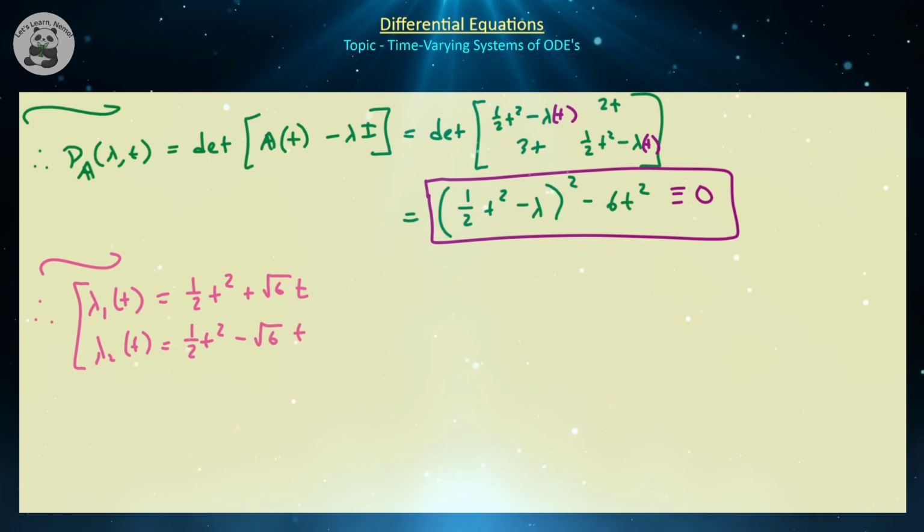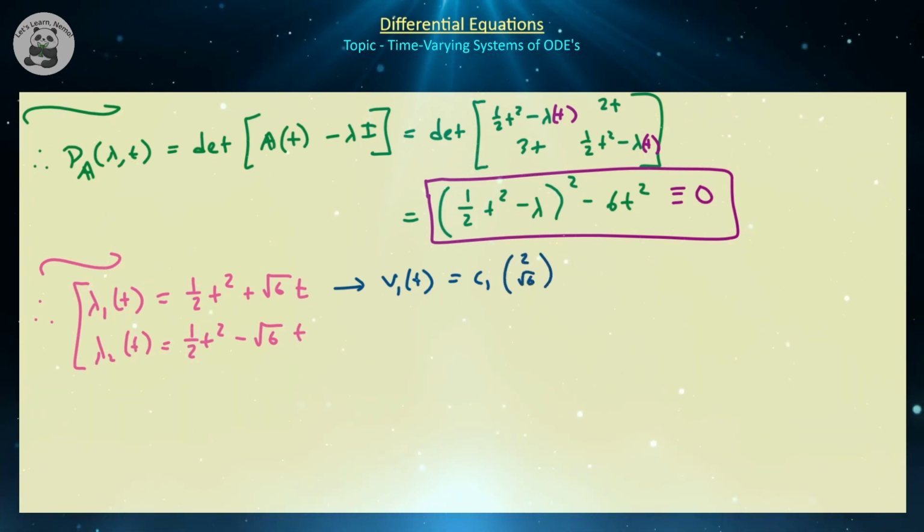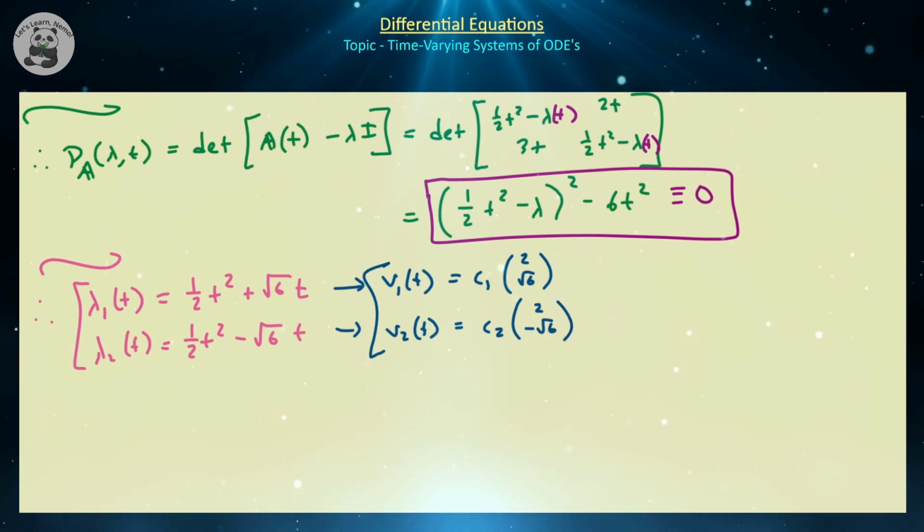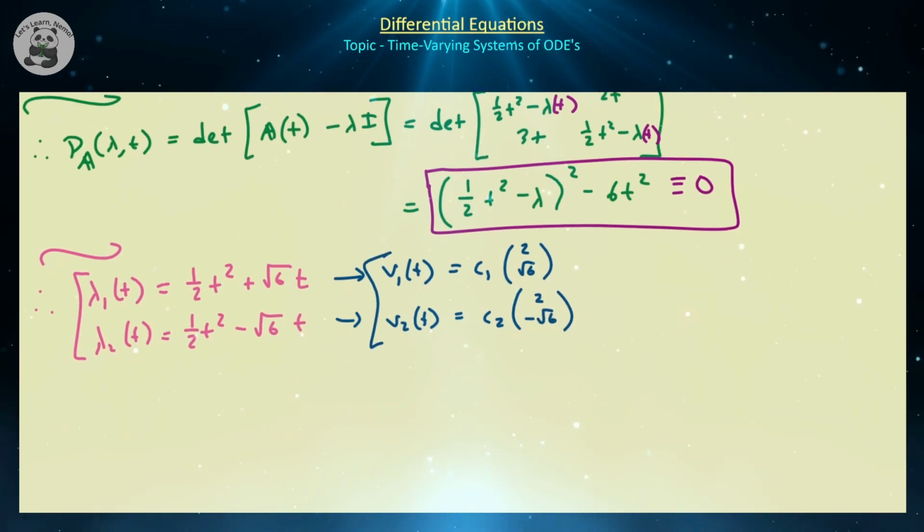Keep in mind you're going to have one free variable there, and you should be able to show with minimal algebra, I guess you could say, that the eigenvector for lambda 1 of t, which is also a function of time, actually, this is actually going to be a constant. It's just going to be c1 times 2, square root of 6, and v2 of t will be equal to c2 times 2, minus square root of 6. So a lot of algebra there, but nothing too scary.